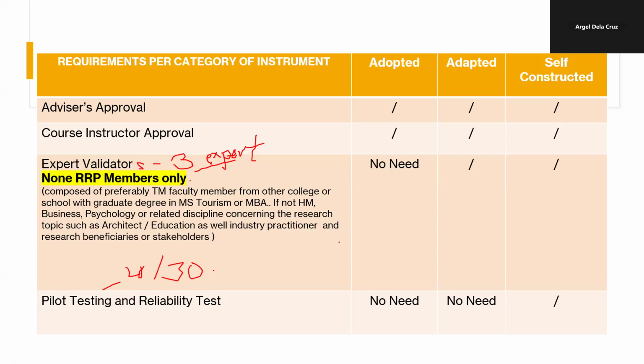So syempre, paano pag wala nang sasagot, di ba? Try nyo kumuha sa ibang HM and then you just alter the research variable. Instead na pang TM siya, HM, gawin nyo pang HM. And then palitan nyo lang naman yung questions, no? Instead na pang TM siya, pang HM.